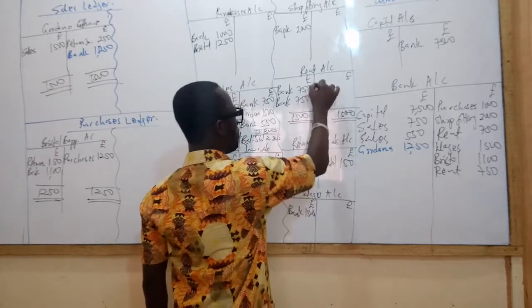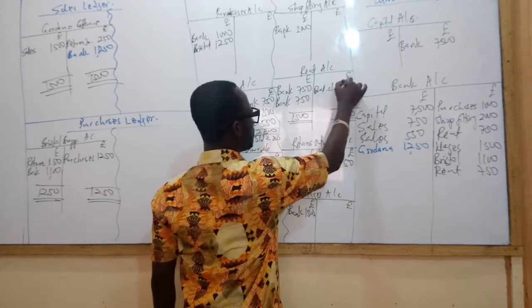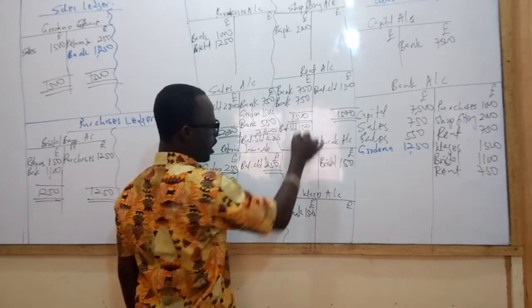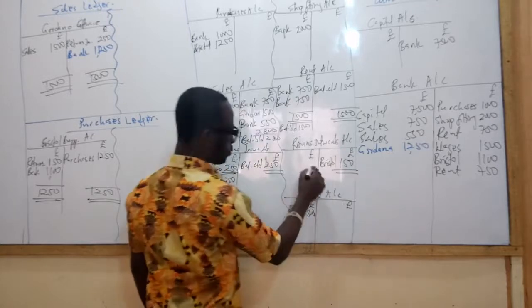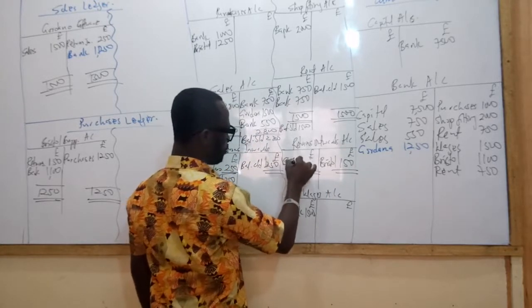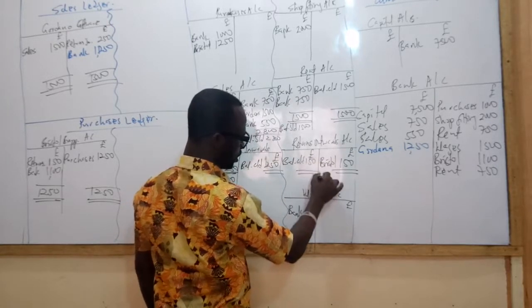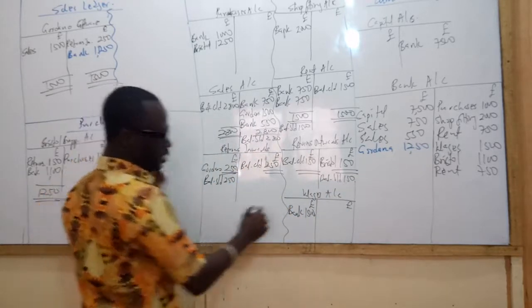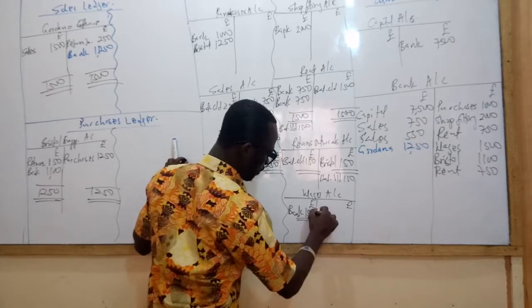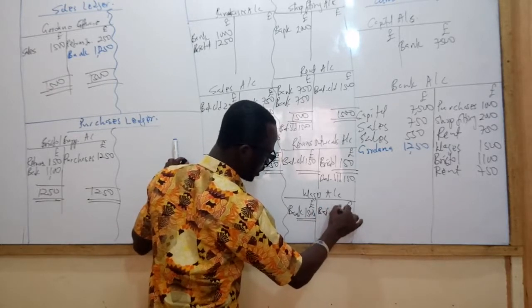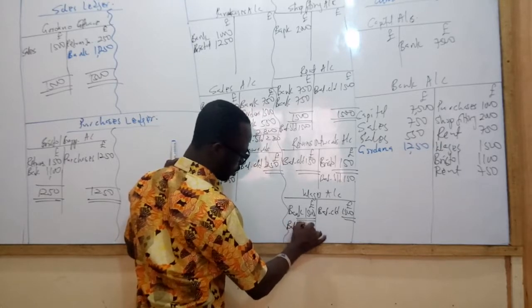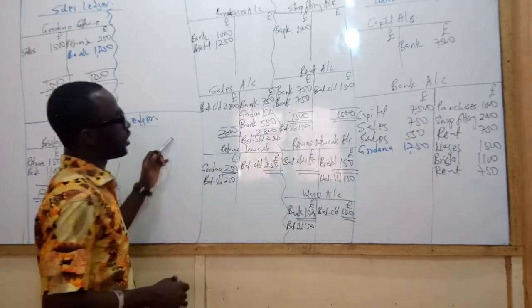Then the rent account is going to be 750, 750. So balance carried down is 1,500 here. Balance brought down 1,500. Return outwards is 150. So we're going to have balance carried down here 150. Balance brought down 150. Then we come to the wages account. It is 1,500. No two ways about that. Okay. Balance brought down 1,500.